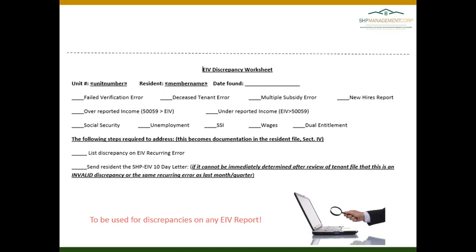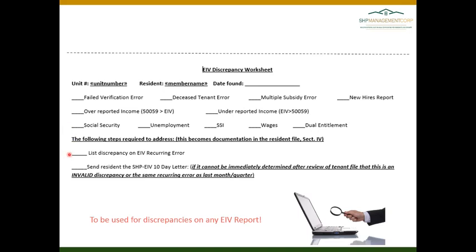Here's the top of that discrepancy worksheet, and you'll see that there is an opportunity to indicate quite a few reasons for a discrepancy. So why are you needing to look at EIV closer with that household? Is there an issue with verifications, tenant, deceased tenants, multiple subsidy, over-reported income or under-reported income, what type of income? So make sure that you are identifying what the discrepancy is coming from. And then here are your steps.